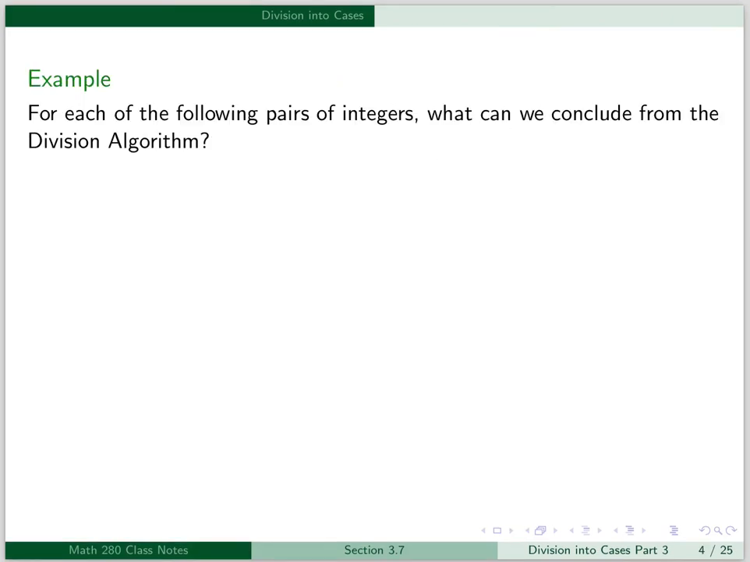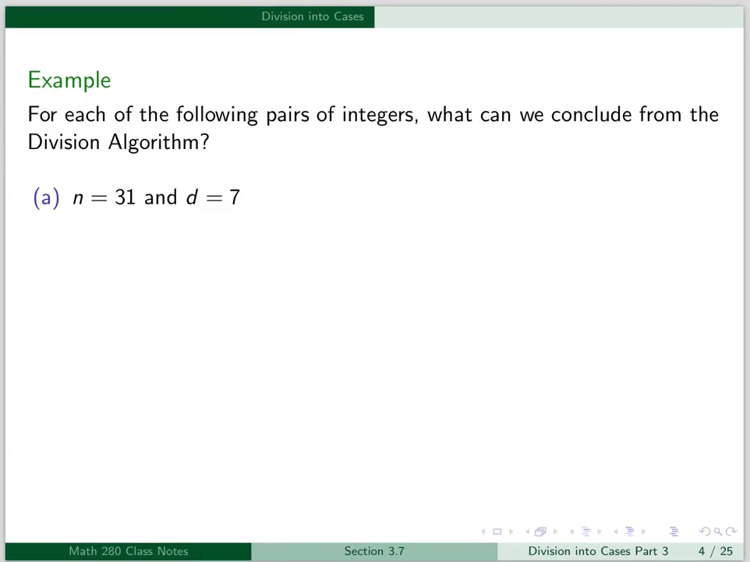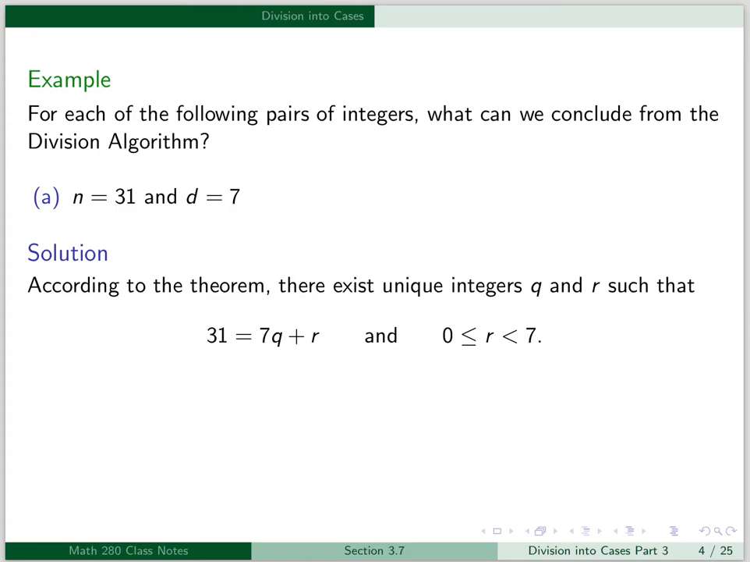To see what this says, let's look at the following example. For each of the following pairs of integers, what can we conclude from the division algorithm? For our first pair of numbers, we'll take n is equal to 31 and d is equal to 7. So d is the divisor, so we're going to be dividing 7 into 31. According to the theorem, there exist unique integers q and r such that 31 is equal to 7q plus r and 0 is less than or equal to r is less than 7.